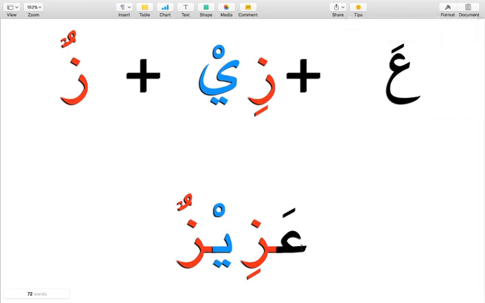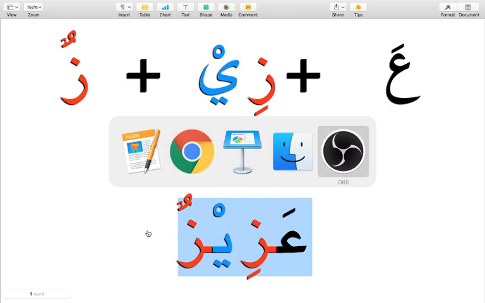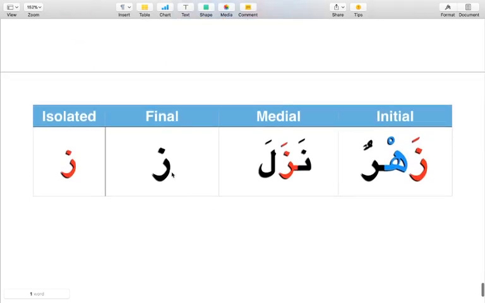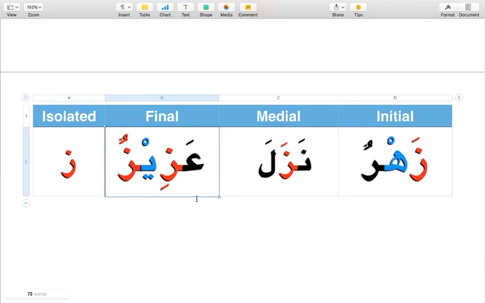This is ayn in black here. The belly shape will be dropped. It's going to be joined with the ya, and this is the zal again in its final form, azizun. It's just below here, azizun. So we have seen how zal is written as the first letter of a word, in the isolated form. This is the final form, and this is the final form as well, as the last letter of a word.